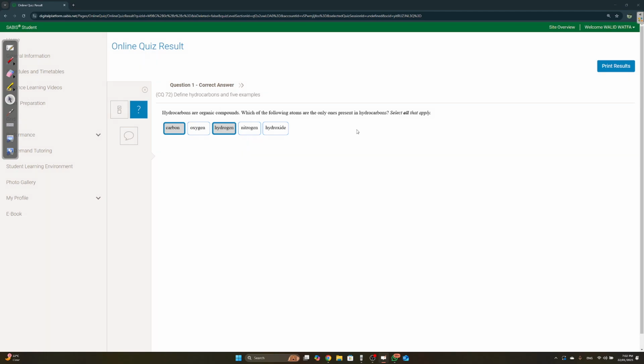Hydrocarbons are organic compounds. Which of the following are the only atoms present in a hydrocarbon? Hydrocarbons are made up of only carbon and hydrogen. In the exam, what are they going to do? They're not going to tell you what's present in hydrocarbons. No, they're going to tell you which of the following are hydrocarbons.